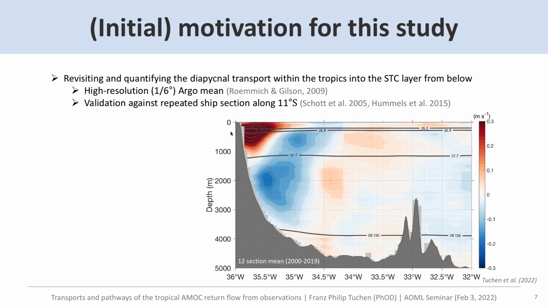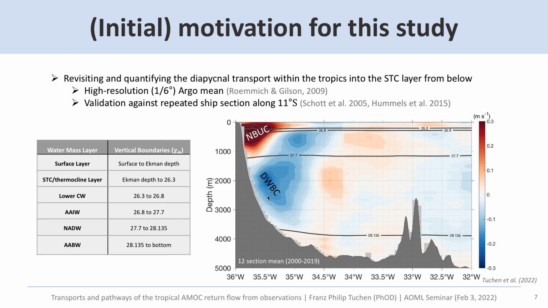And this mean section is now shown here, just showing the meridional and alongshore velocities along 11 south based on 12 different sections between 2000 and 2019. You can nicely see the two branches of the AMOC, in fact. So the northward part, which manifests in the North Brazil Undercurrent, and the southward branch at deep water layer, which is the Deep Western Boundary Current.